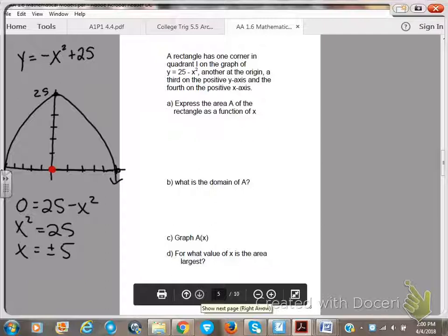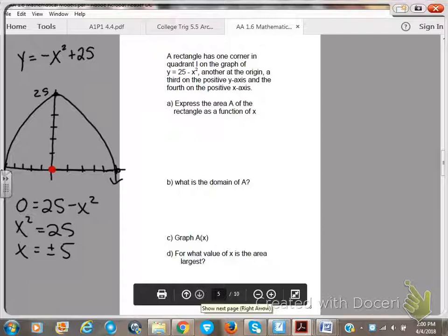That's the problem. That's just how they wanted to do it. That's the problem they're giving us, Gracie. Okay. A rectangle has one corner in quadrant 1. So which quadrant is that? Top right. And it's on the graph of y equals 25 minus x squared.